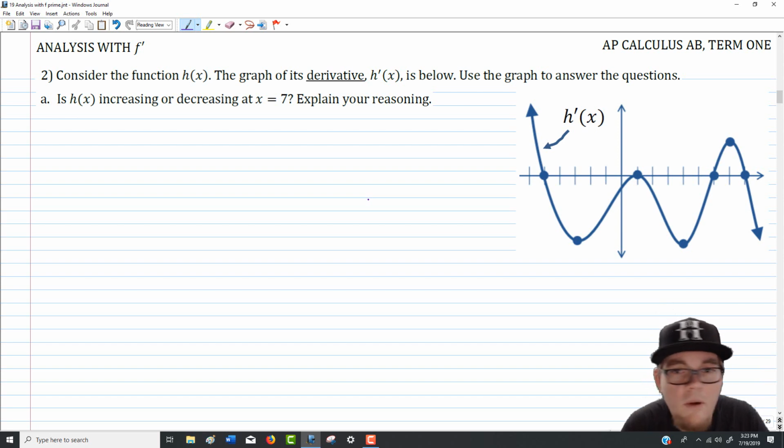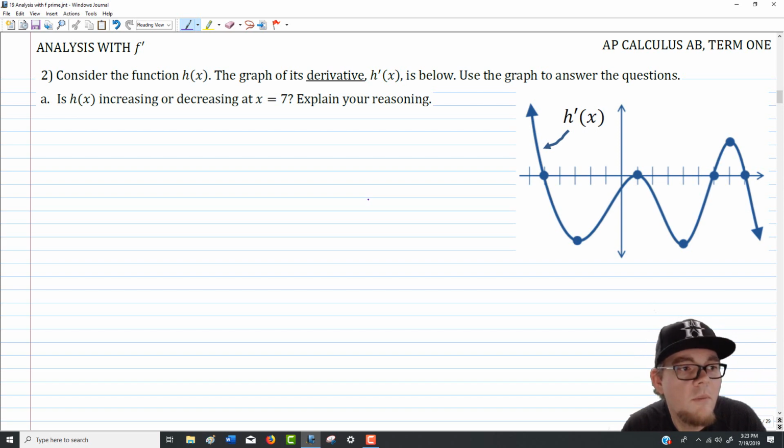So in each of these, we're going to be referencing a graph that's provided for you once more. So no calculator question for sure. It says consider the function h of x. The graph of its derivative h prime is below. We see it. Use the graph to answer the questions.